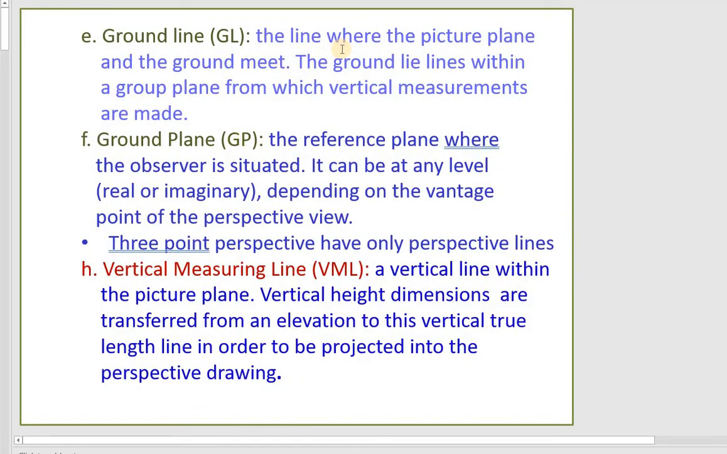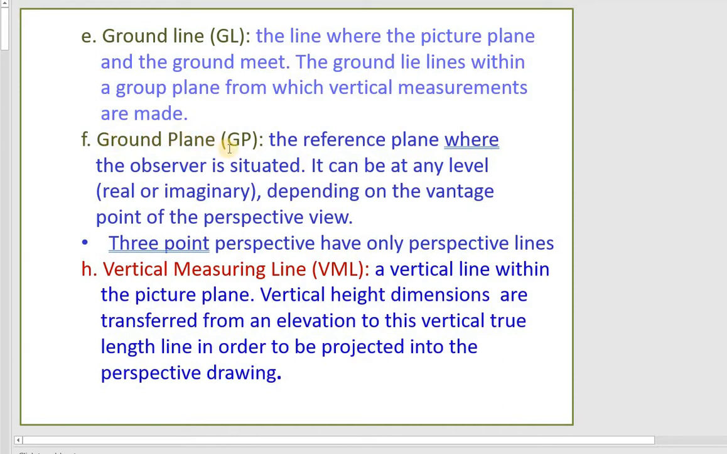Ground line is the line where the picture plane and the ground meet together. The ground line lies within the ground plane from which vertical measurements are made. That is where you measure the real height of the building.